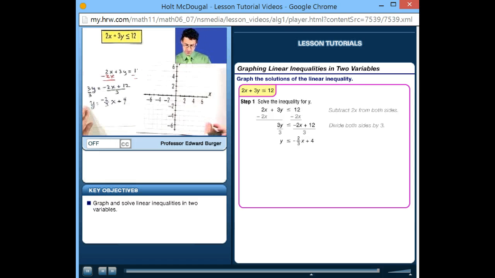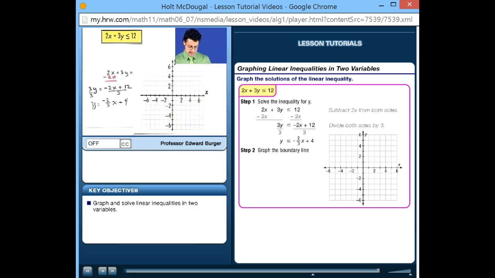Okay, great. Well, now I can actually graph that boundary line. It has a y-intercept of 4 and a slope of negative 2 over 3. That's rise over run. So I drop down 2 and go over 3. Drop down 2, go over 3. Okay, and now I'm going to connect them.